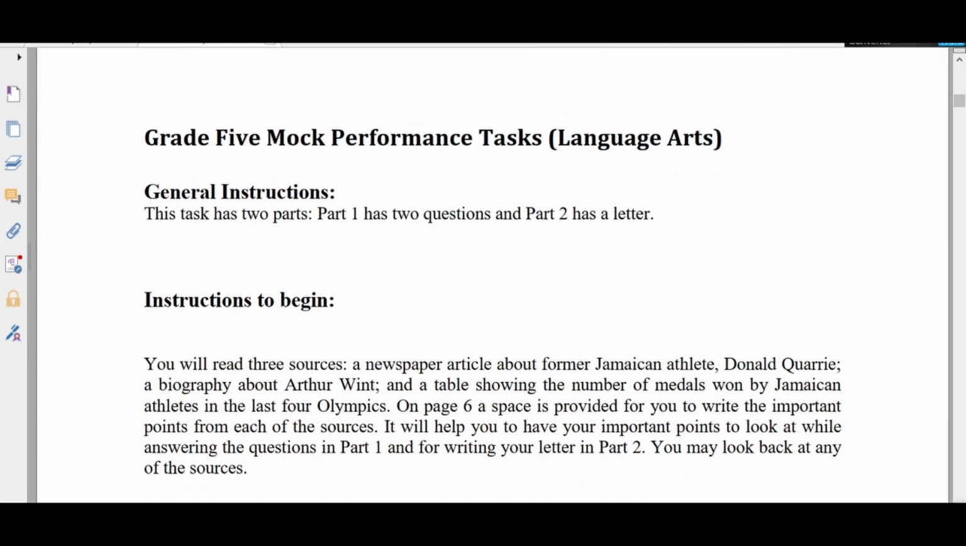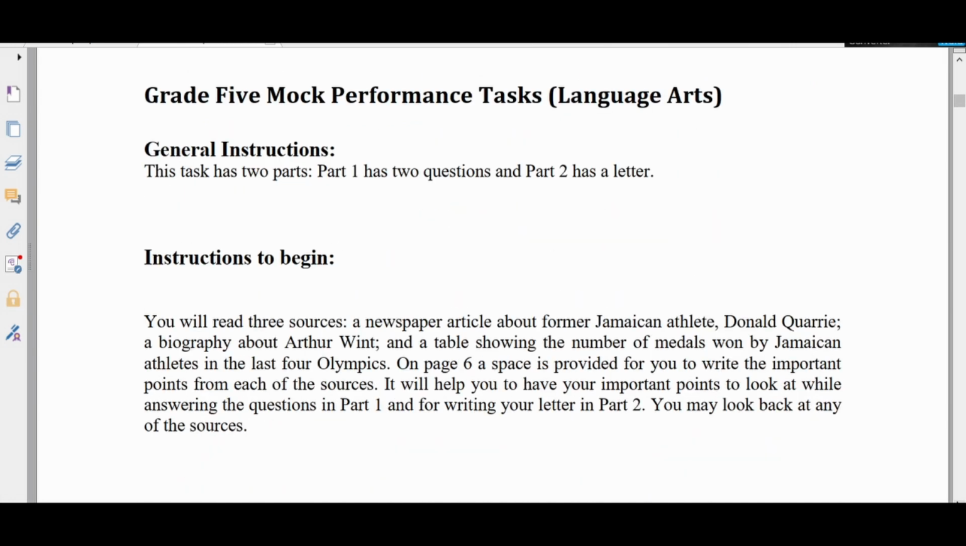Now, here is the actual paper. And of course, it could look similar to this going forward. We're going to use this idea to help us understand what it is that they're asking us to do. General instructions here. This task has two parts. Part 1 has two questions, and part 2 has a letter. Instructions to begin.